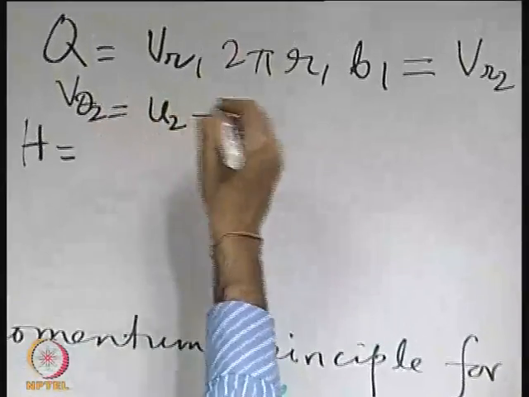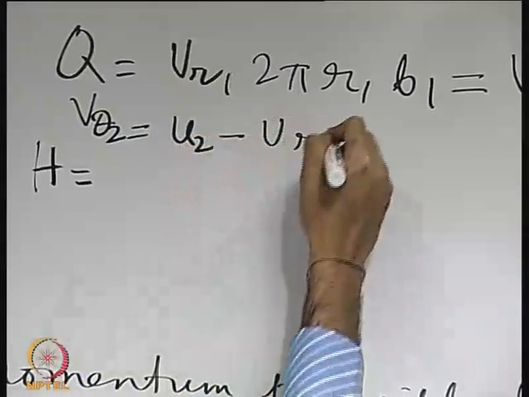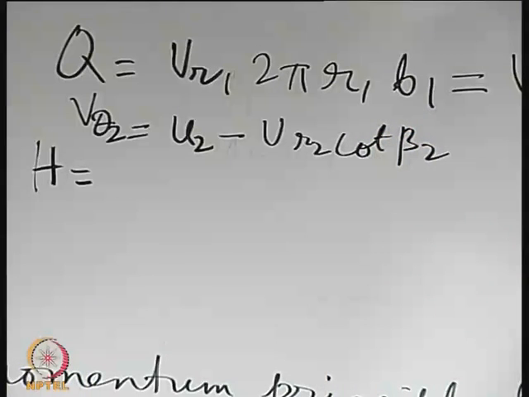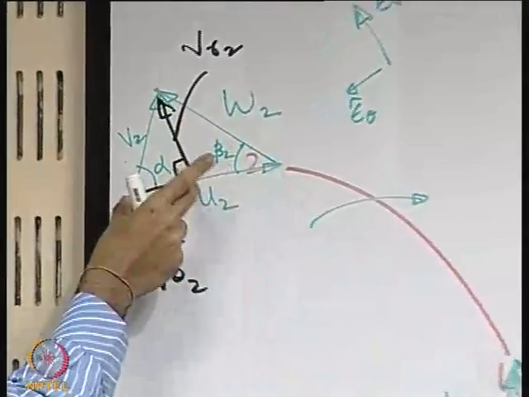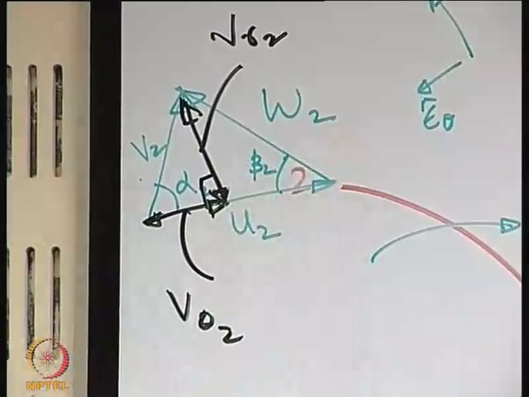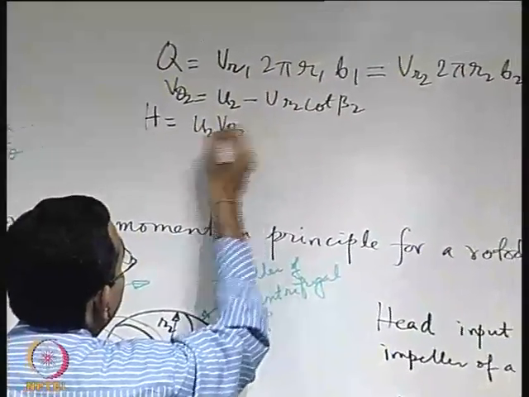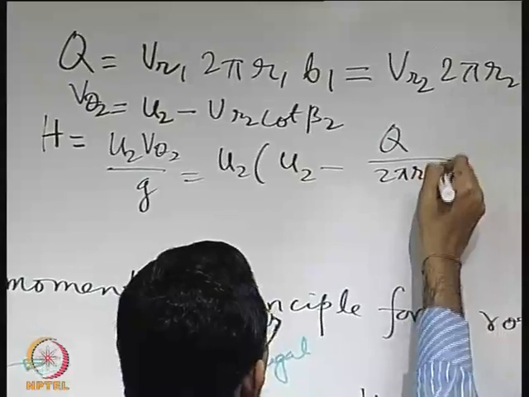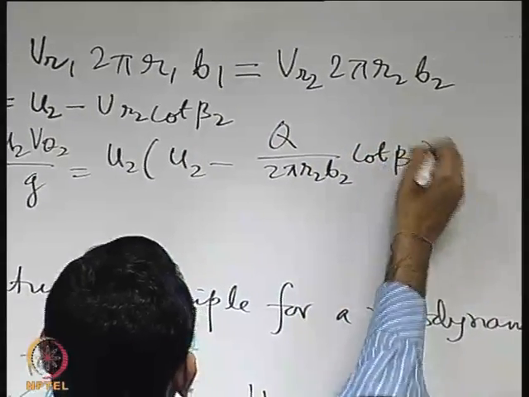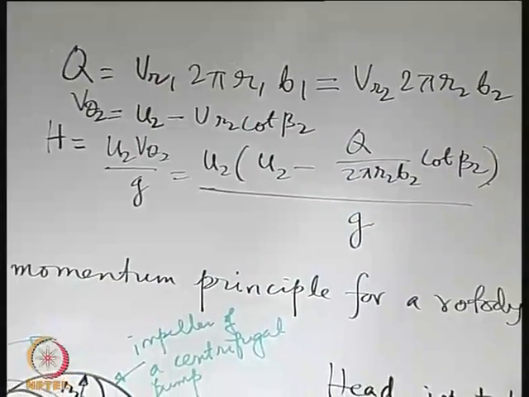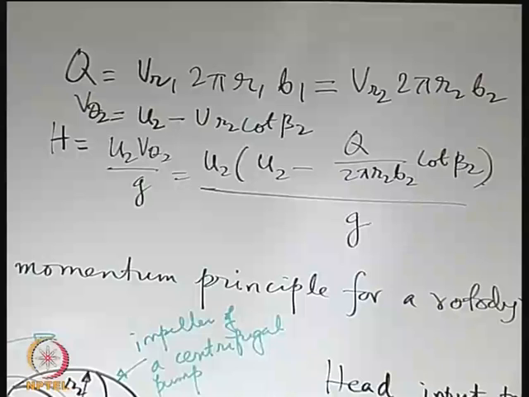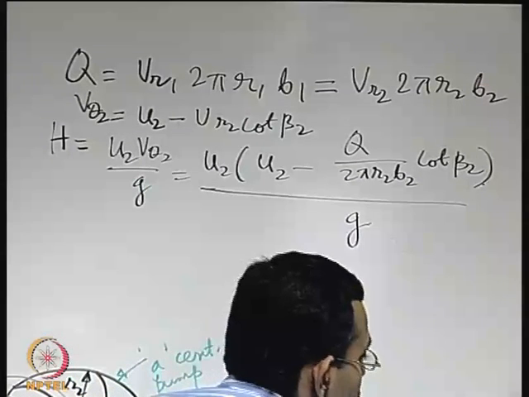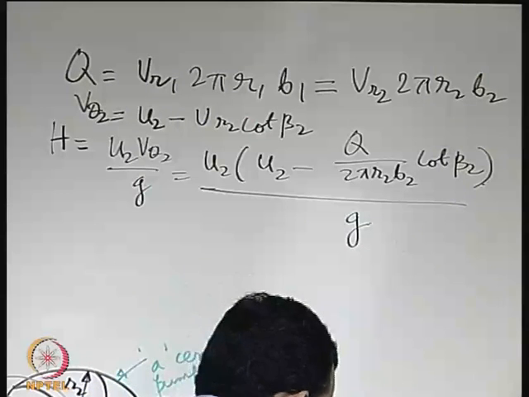U2 minus Vr2 cot beta 2. Just look into the triangle. So, this total length is u2, this amount of length is Vr2 cot beta 2. So, this is v theta 2, that is total u2 minus Vr2 cot beta 2. Okay. So, h you can write as u2 into v theta 2 by g. So, u2 into u2 minus, in place of Vr2 you can write Q by 2 pi r2 b2 into cot beta 2, by g, right. Now, this gives us a simplified enough expression to assess the implication of the blade angle at the outlet, beta 2.